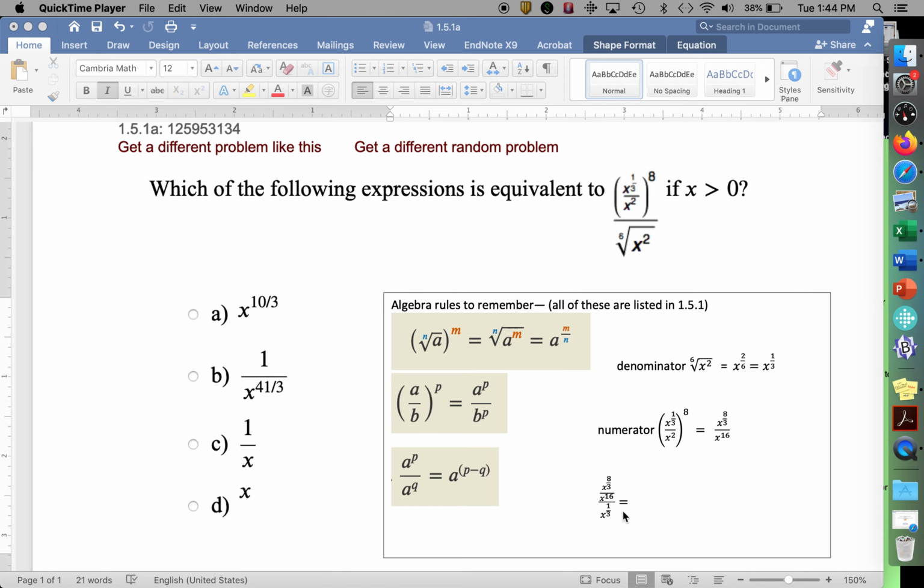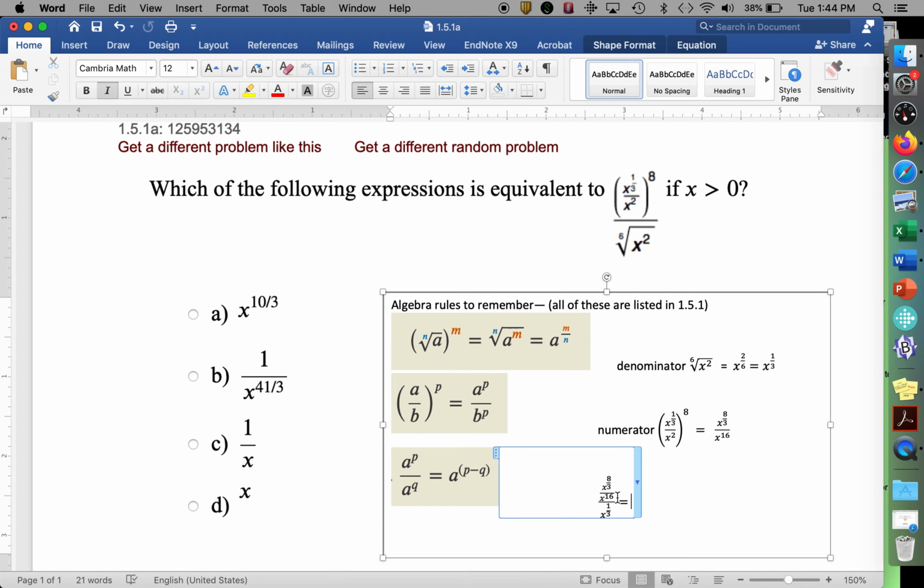Alright, next I just put those back together again. The numerator I rewrote as x to the 8/3 over x to the 16, and the denominator I wrote as x to the 1/3. Now I'm going to apply another rule that was listed in 1.5.1, which was a to the p divided by a to the q is a to the p minus q. I'm going to do that first to the numerator. I'm going to rewrite our numerator as x to the 8/3 minus 16. I left the denominator the same, x to the 1/3.